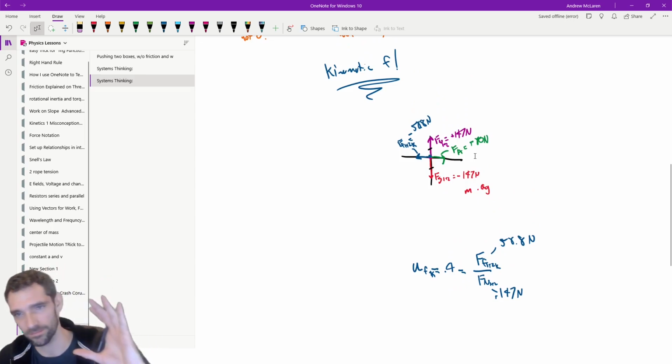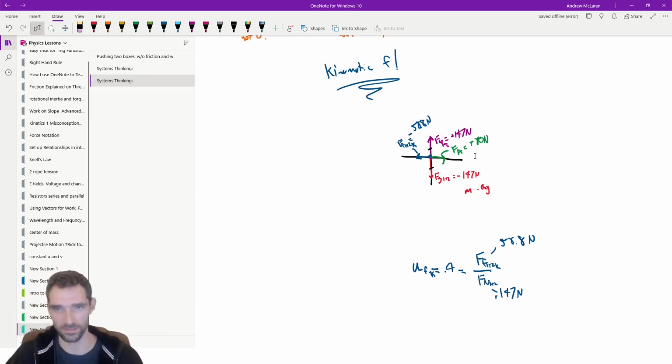So this object is accelerating in one direction. The friction's like, hey, hold on, slow down. I like to think about what would happen if we got rid of the friction. It would just go really, really quick. The friction's slowing it down, so it's kind of canceling out that force applied.